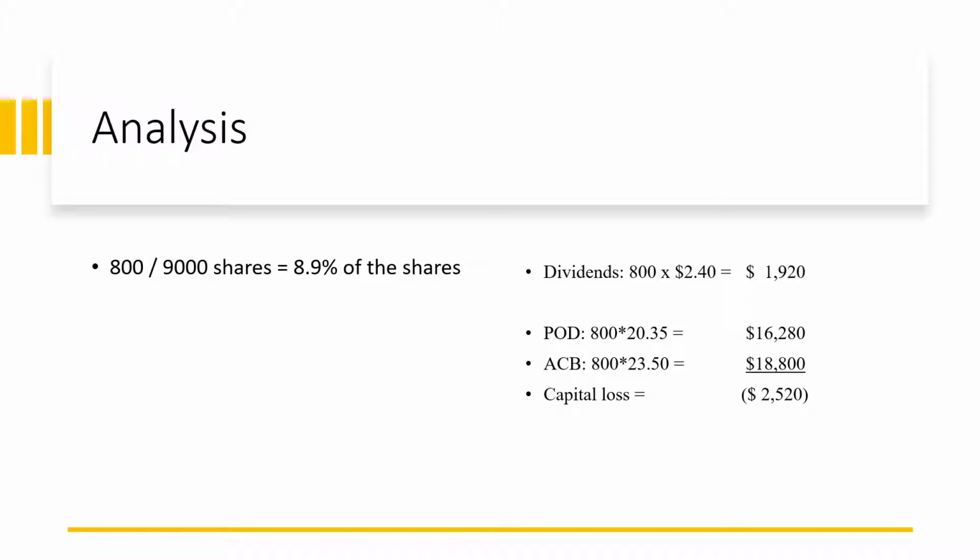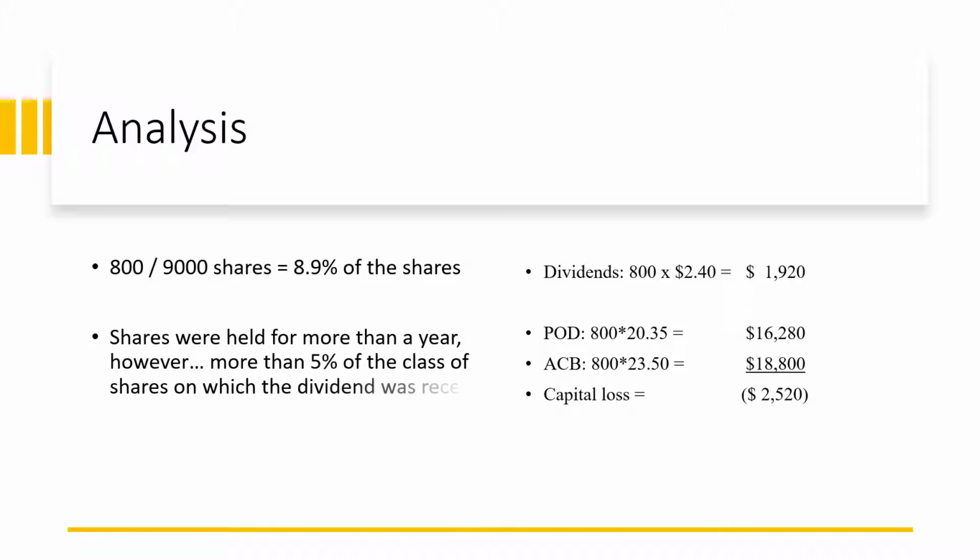800 of the 9,000 shares is equal to 8.9% of the shares. And so the shares were held for more than a year. However, more than 5% of the class of shares on which the dividend was received were held. 8.9% is more than 5%. Therefore, the stop-loss rules apply.